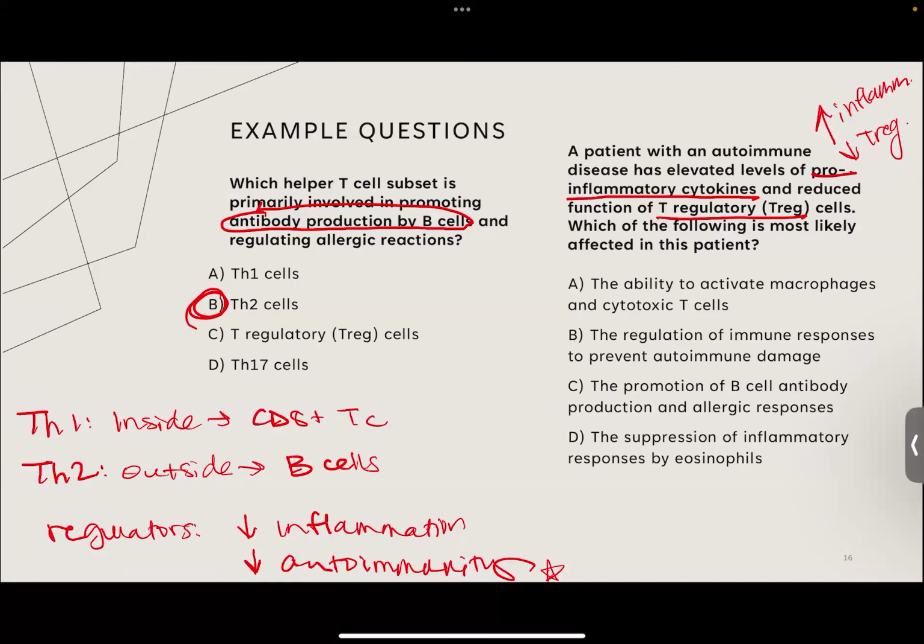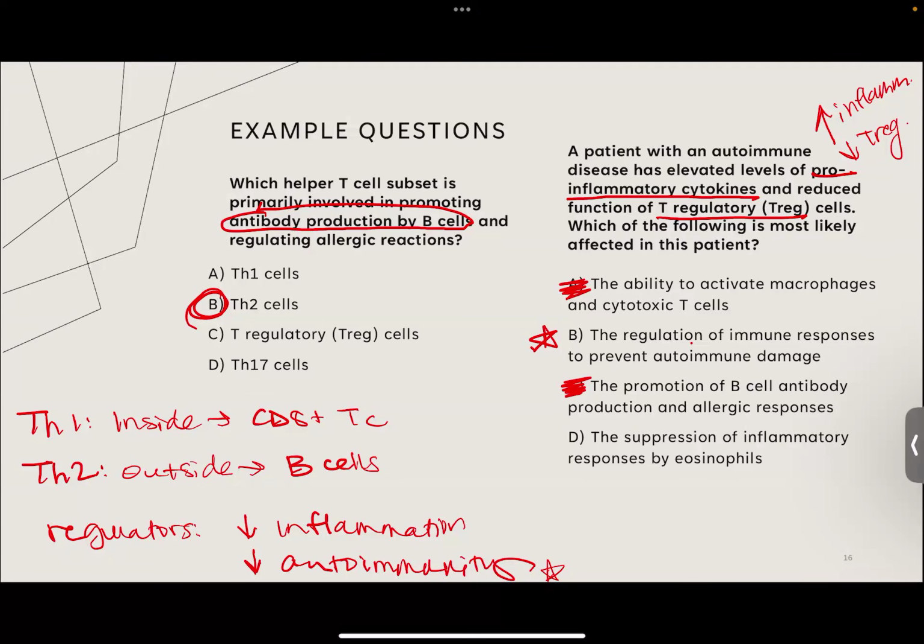affected their ability to activate macrophages and cytotoxic T cells? It's not really what the T regulatories do. Will they have affected their ability to regulate the immune response to prevent autoimmune damage? This is exactly what we're talking about. Will they have affected the promotion of B cell antibody production and allergic responses? No, that's not really managed by our regulatory cells, T regulatory cells. It's going to be managed more on the B cell side.